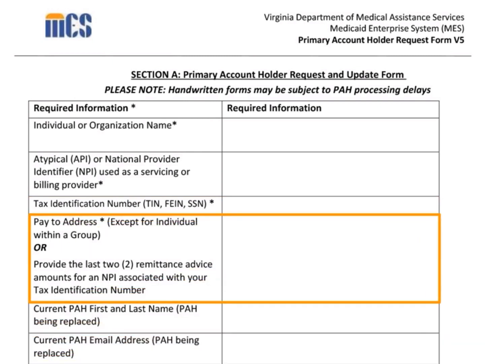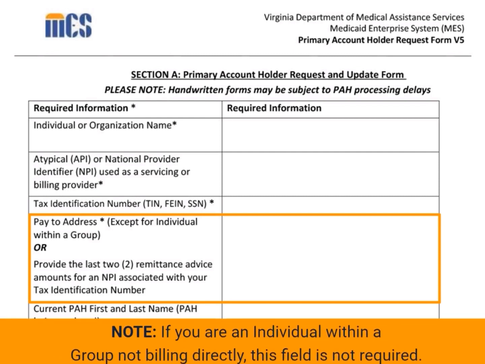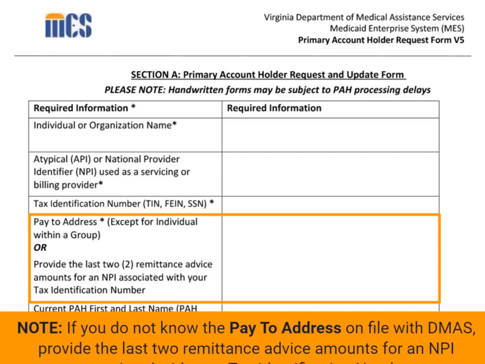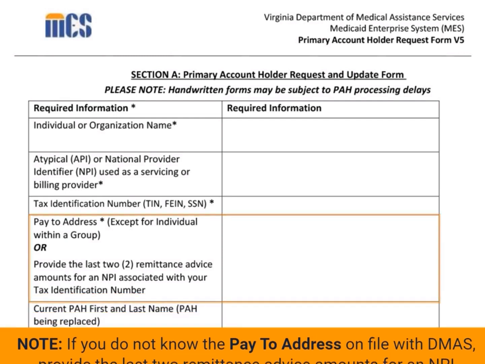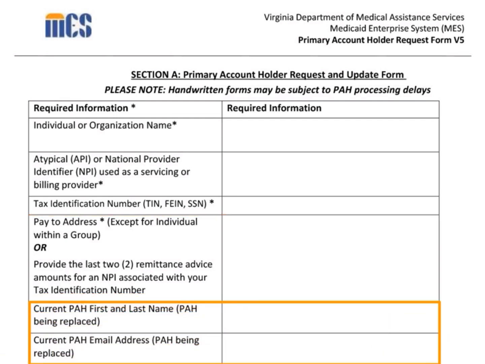The next item in the form is the Pay To address. This required field asks for the mailing address that receives remittance advice. If you are an individual within a group not billing directly, this field is not required. If you do not know the Pay To address on file with DMAS, provide the last two remittance advance amounts for an NPI associated with your tax identification number. The next two items on the form are asking for the first and last name of the current PAH and their email address. These fields are not required, but it is helpful to reference the PAH being replaced when known.